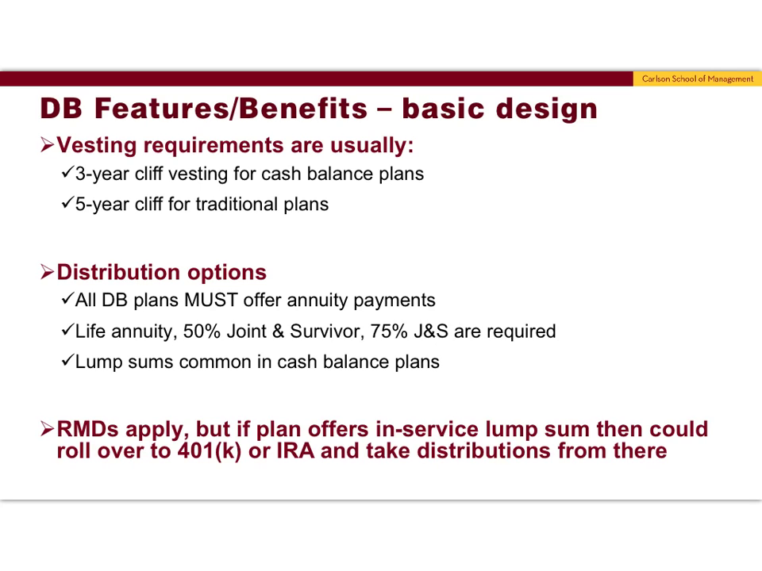A final note on required minimum distributions, also known as RMDs, is that they do apply to DB plans similar to DC plans. However, one strategy to consider is if a plan offers an in-service lump sum distribution option, then an older employee nearing the age 70.5 threshold for RMDs could just roll their DB lump sum over to their 401k account or IRA and then take the minimum required distributions from there.